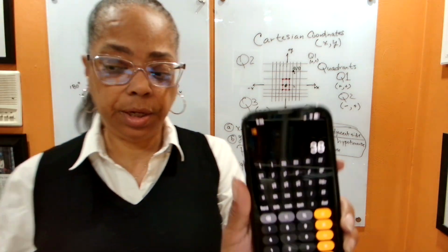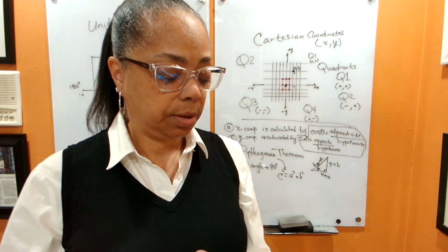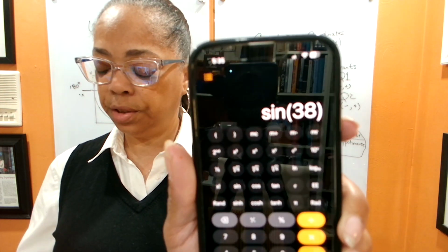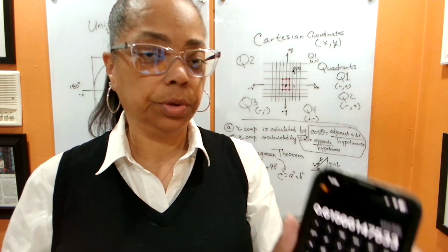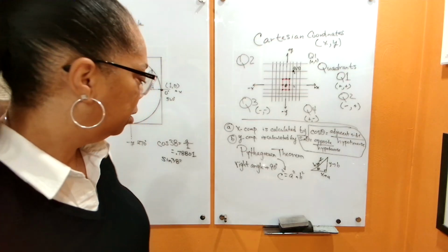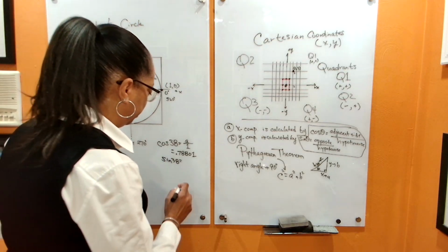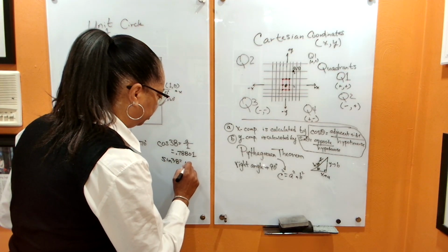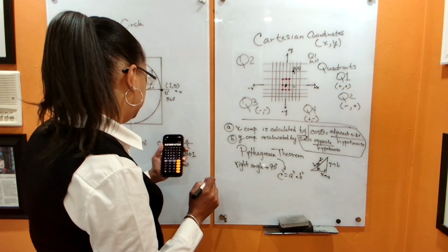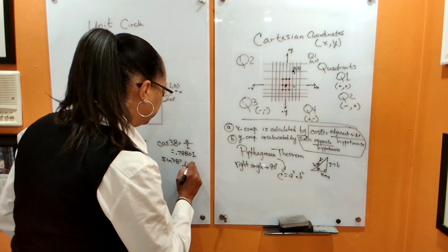Now I'm going to do sine of 38. Same way. 38 goes in. Hit the sine button. Sine of 38 equals. There it is. Now we have 0.61566.